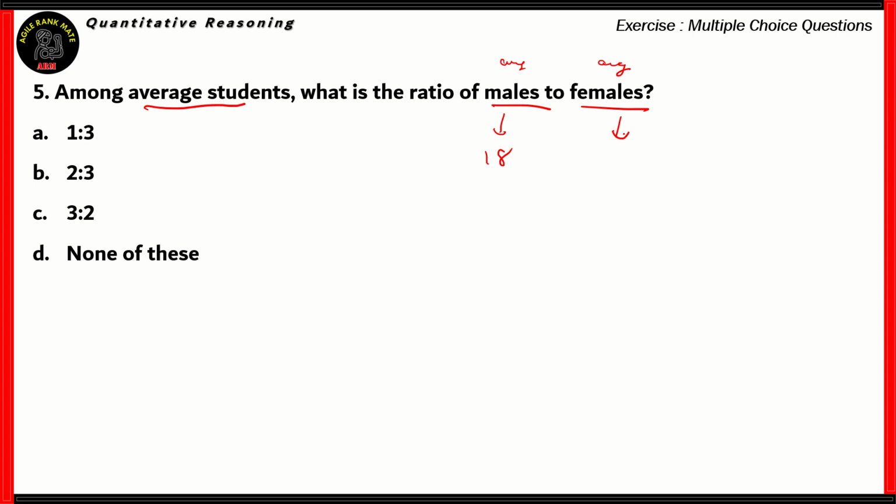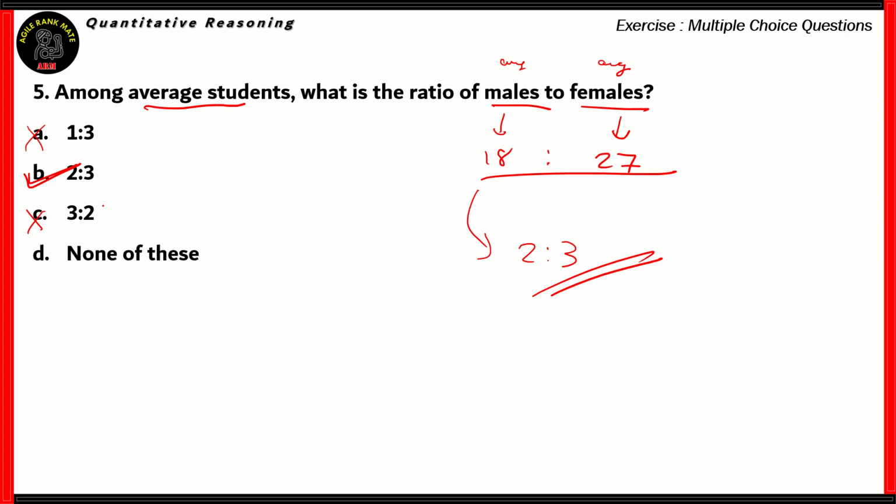The number of average females is 27. So our ratio is now 18 is to 27. Both of these numbers are divisible by 9, so we get a simplified ratio of 2 is to 3. So 2 is to 3 turns out to be the right option. Option A, 1 is to 3, is incorrect, and option C, 3 is to 2, is incorrect.